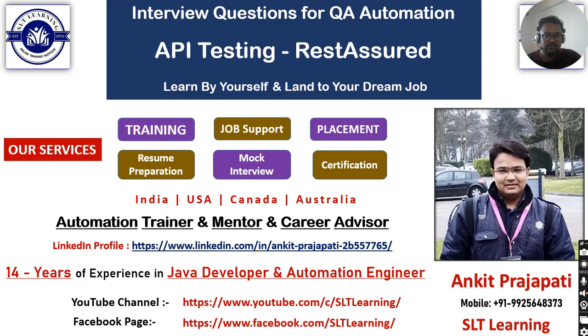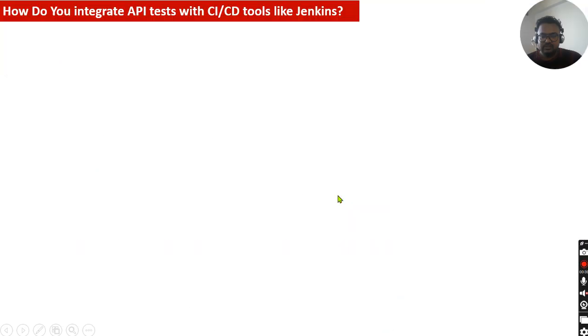we have put all the most frequently asked questions by different tech companies that have been asked in real interviews. We come up with one slide for each question and answer, with a short description and the syntax required to answer in an interview. Okay. So for today's question: how do you integrate API tests with CI/CD tools like Jenkins?